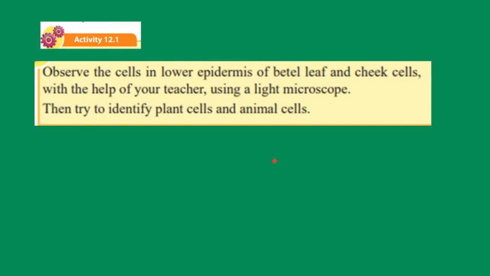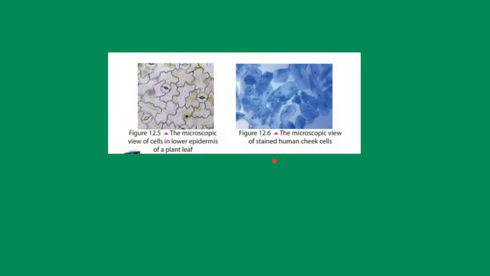Now, moving on, if you do this practical, you will be able to observe some fascinating things. These are what you can see under a microscope. If you observed the lower epidermis of a plant leaf, this is what you will see. If it was a stained human cheek cell, then this is what you will see. So it's a very fascinating practical.